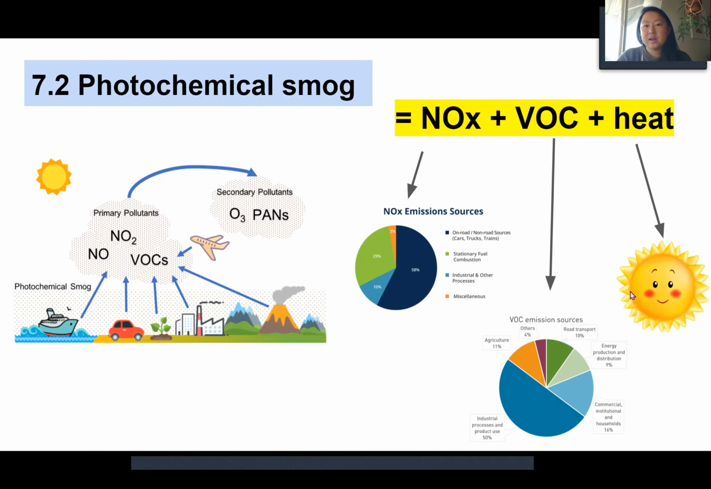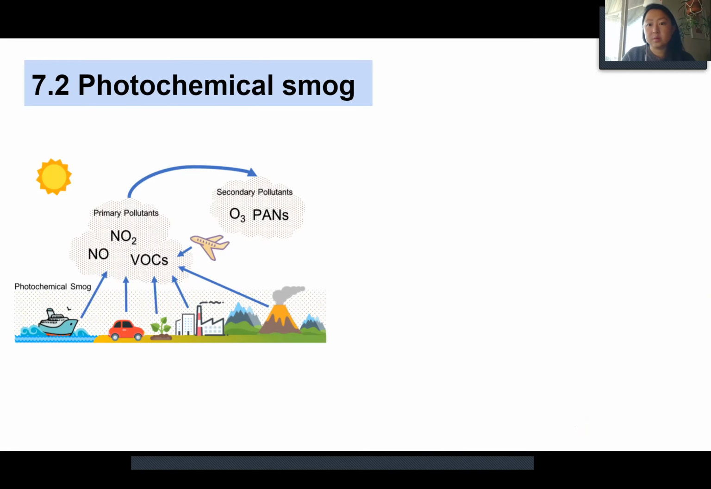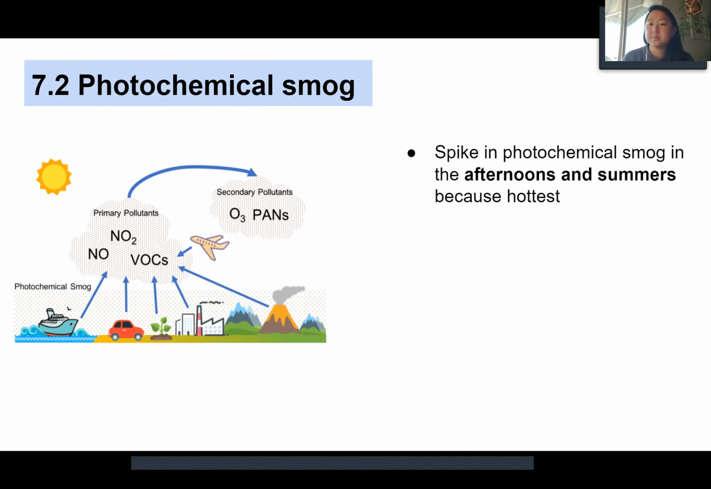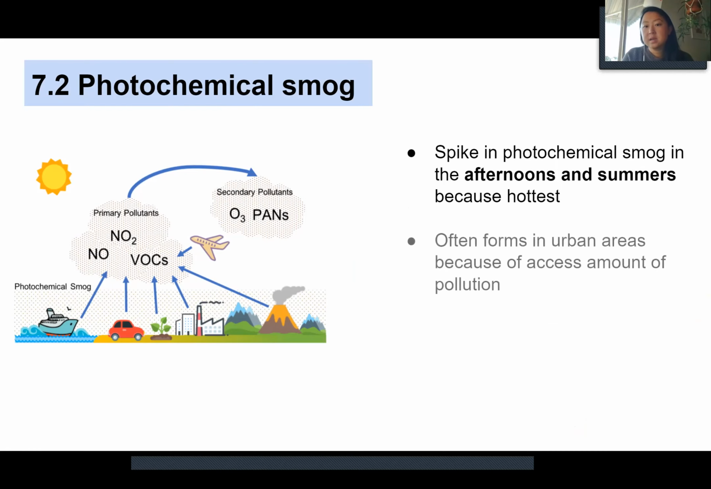And so it is important to note that photochemical smog, like we kind of studied in quarter 2, is the most intense when it's hottest. So usually in the afternoon. And also during the summer months, it's going to be worse. The spike in photochemical smog is in the afternoons in the summers because that's when it's hottest.